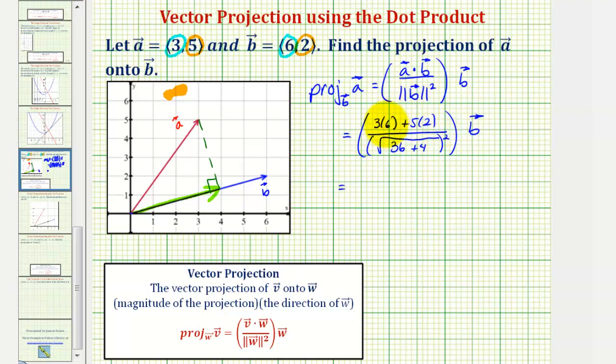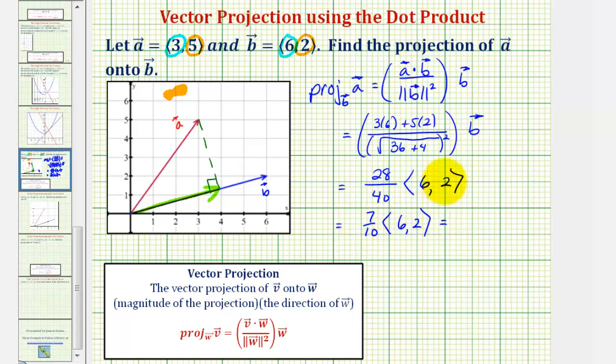So looking at our numerator here, we have 18 plus 10, that's 28. The denominator would be the square root of 40 squared, which would just be 40, and then times vector B, which has an x component of 6 and a y component of 2. Simplifying our fraction, there's a common factor of 4 here. That would be 7/10 times vector B.